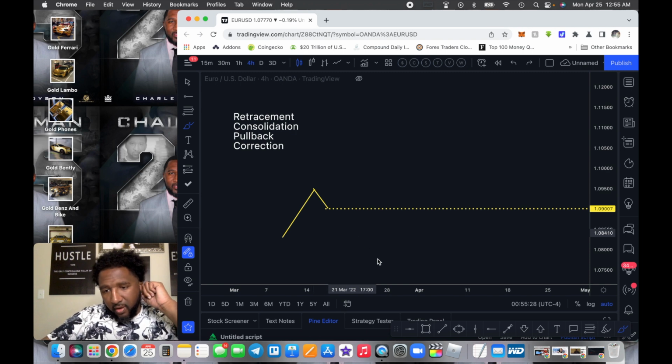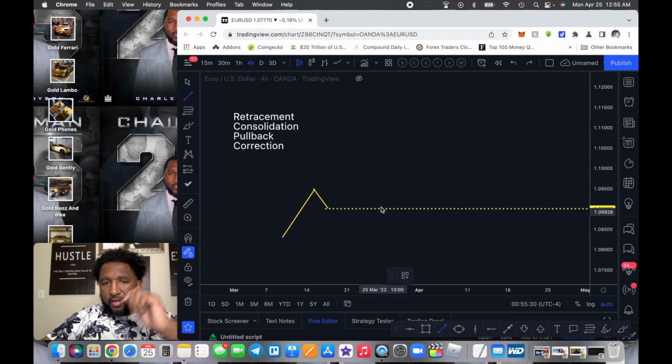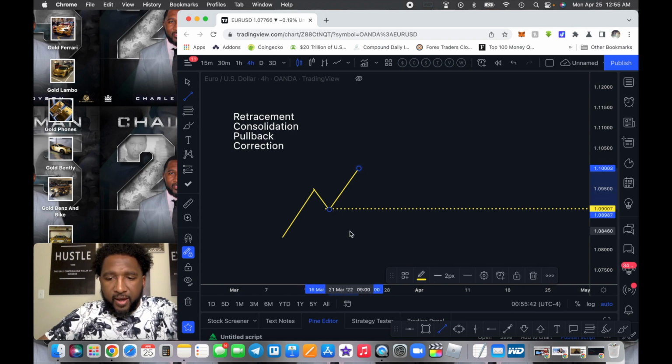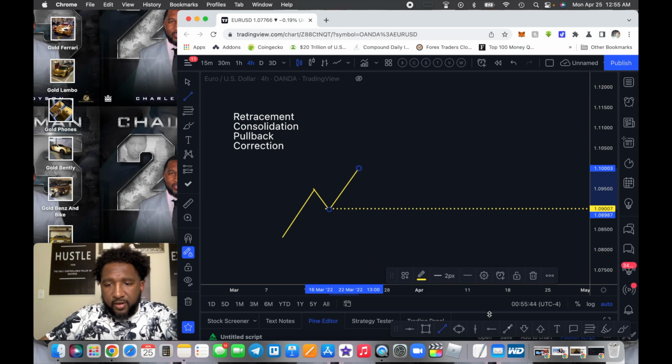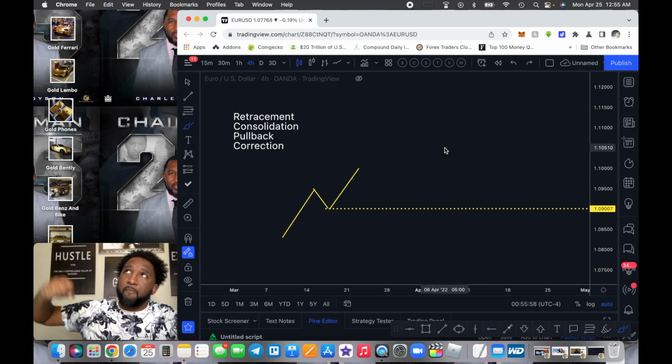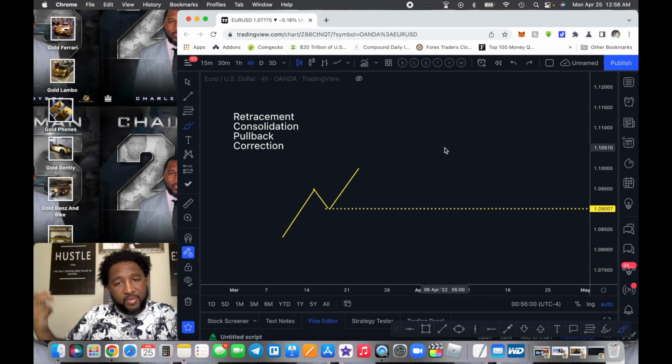Now, what the market will do, when it's ready to make its move, it will go ahead and create the continuation. Now, this area right here can be known as resistance. It's a ceiling, right? So if I take an imaginary ball and I throw it at the ceiling, what's going to happen? It's going to bounce off the ceiling and come down.